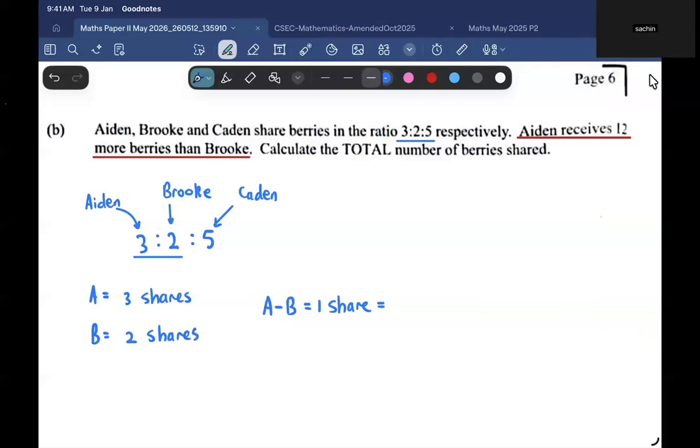Received 12 more berries than Brooke. Calculate the total number of berries shared. So, what do you think 1 share is equal to?